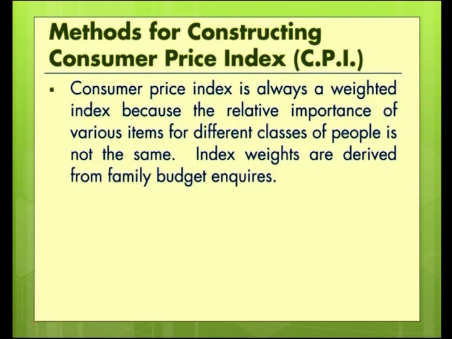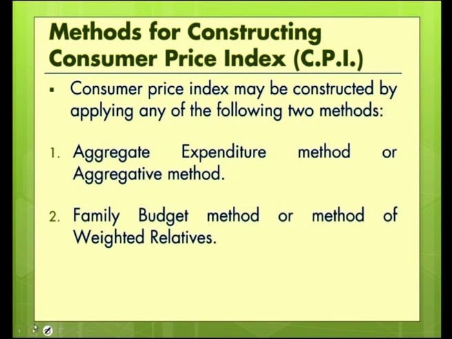So, consumer price index falls into the category of weighted index because the relative importance of various items for different classes of people is not the same. So, we have to give the weight for each commodity and then make it almost equivalent for different classes of people. So, index weights are derived from family budget enquiries. Methods for constructing consumer price index number.